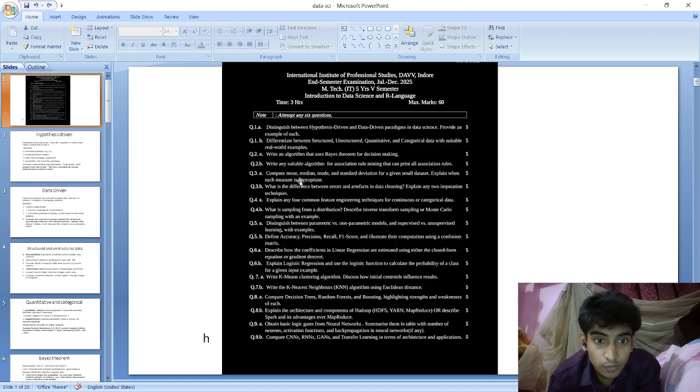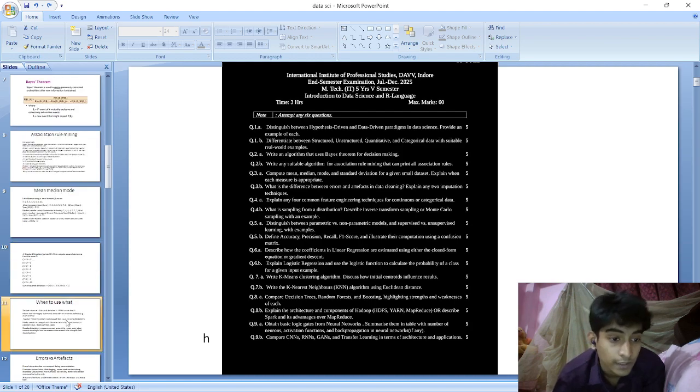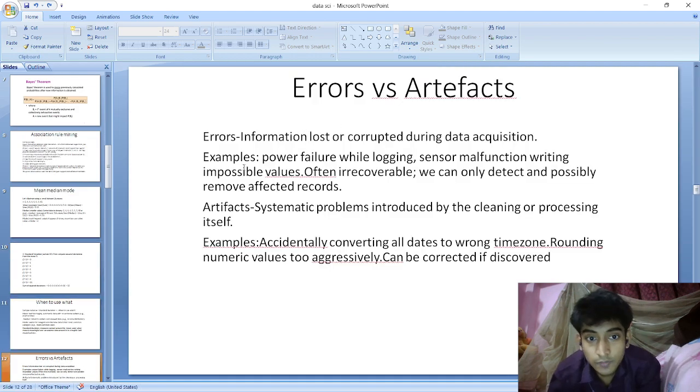Now let's see the B part. What is the difference between errors and artifacts in data cleaning? Explain two imputation techniques. So let's see what errors and artifacts are. Errors are information lost during data acquisition. For example, when we are collecting data, a power failure, sensor malfunction, or writing impossible values. These are often irrecoverable. We can only detect them, but we cannot recover them, right? So the general way of solving this is to remove those records.